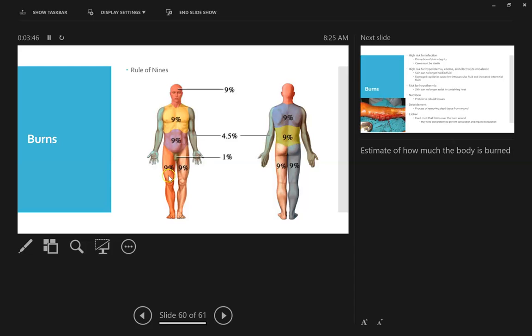All right, the rule of 9s. So how do we do an estimate of burns? How much of the body is burned? We have the rule of 9s.